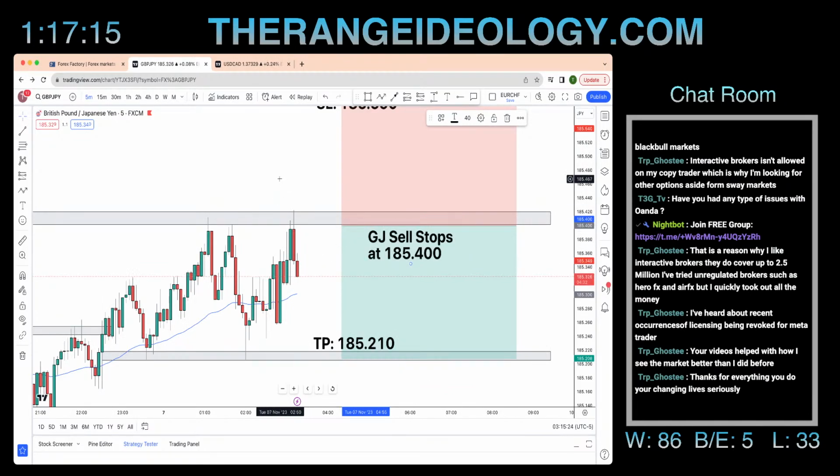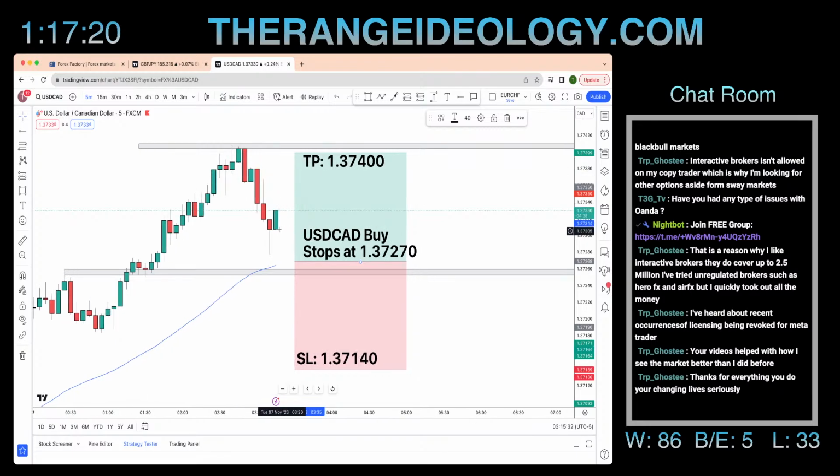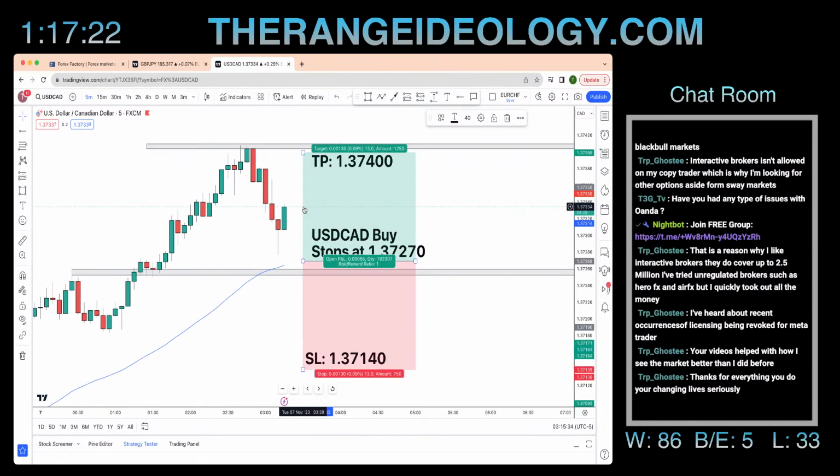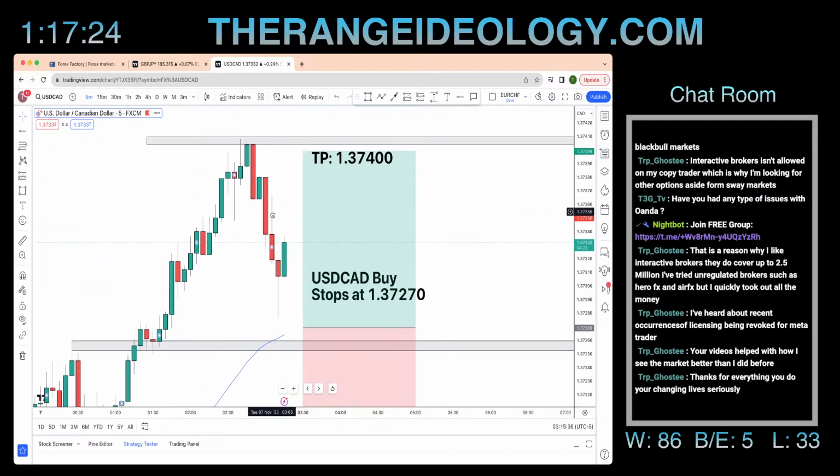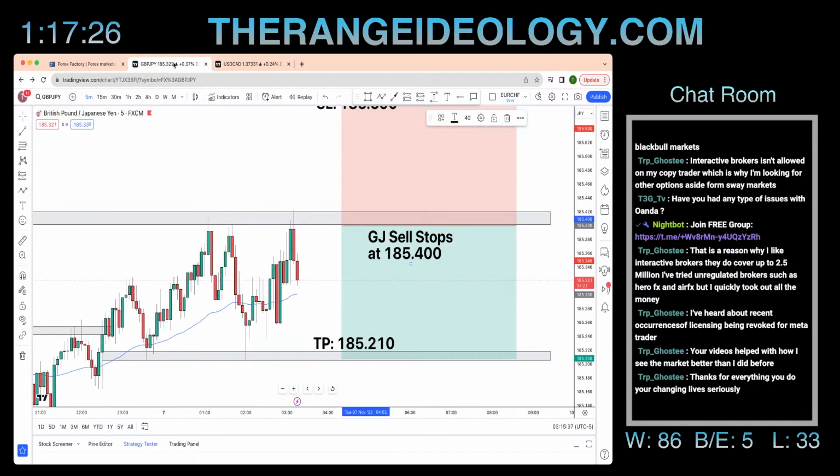But wow, what a strong push. Again, it is London opening, so we could get some volume kicking in here. Is USD CAD, again, no bottom wick here. Let's see.